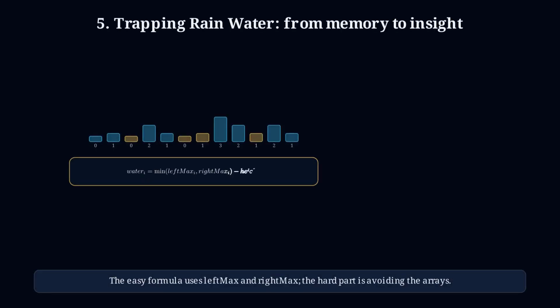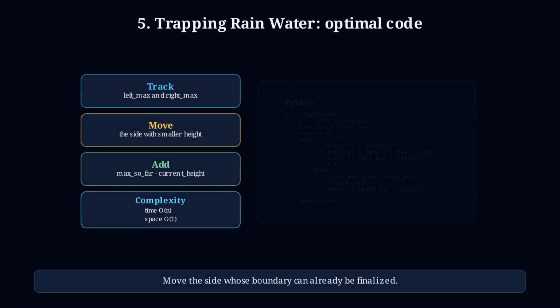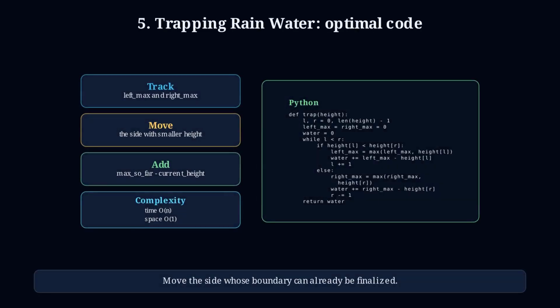Trapping Rain Water is the advanced one. The water above an index is limited by the smaller of the best wall on the left and the best wall on the right. A prefix-suffix solution is easier to see, but it uses extra memory. The two-pointer version compresses that prefix-suffix idea into constant space. Keep left max and right max, move the side with the smaller current height because that side has the limiting boundary that can be finalized now.